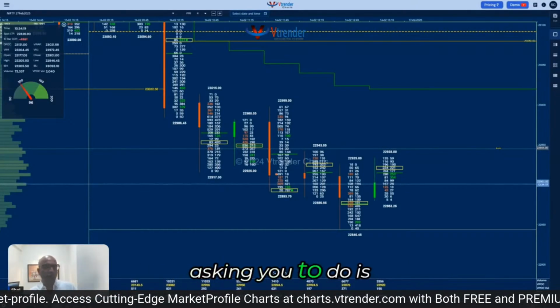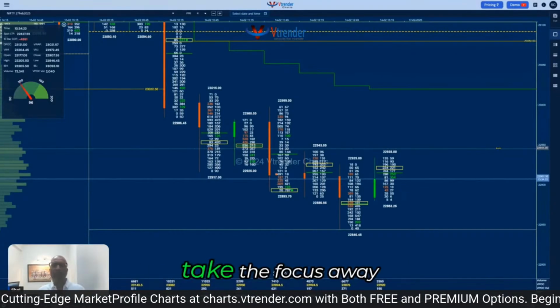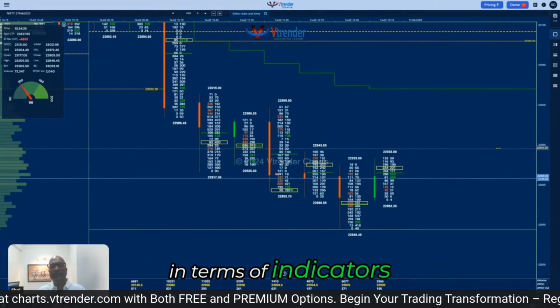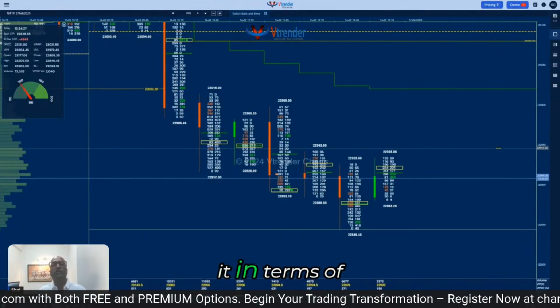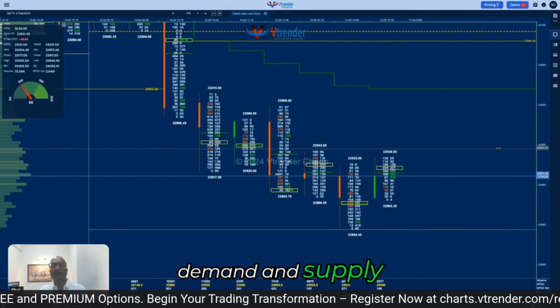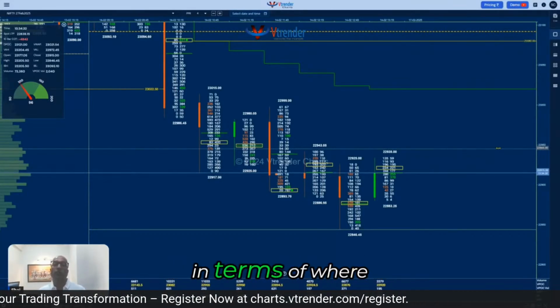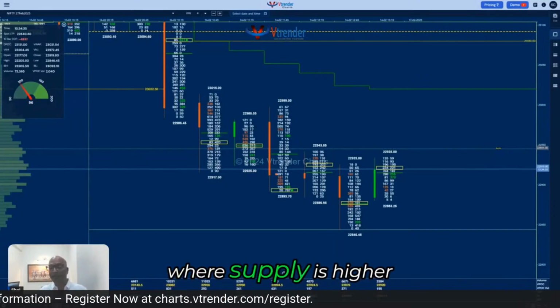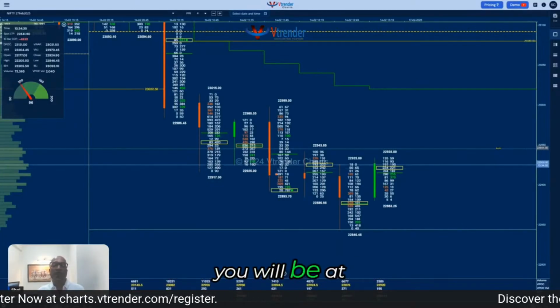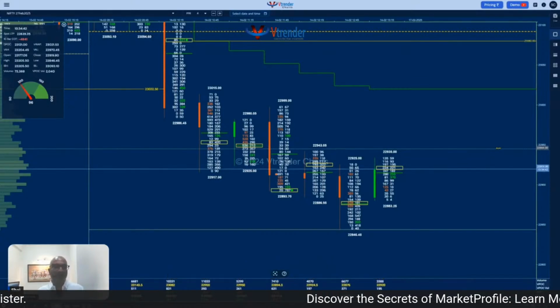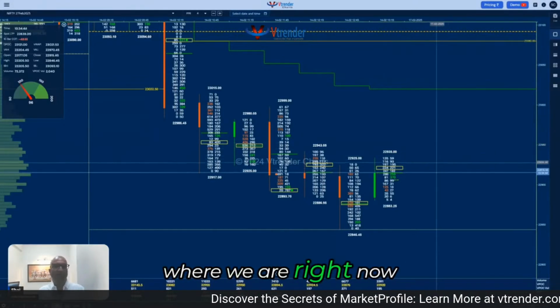What we are asking you to do is take the focus away from understanding the market in terms of indicators and start looking at it in terms of demand and supply. Once you get to that kind of an equation, where you're looking at the market in terms of where demand is higher and where supply is higher, you will be in a much better position to understand how it works. So just to quickly sum up where we are right now.